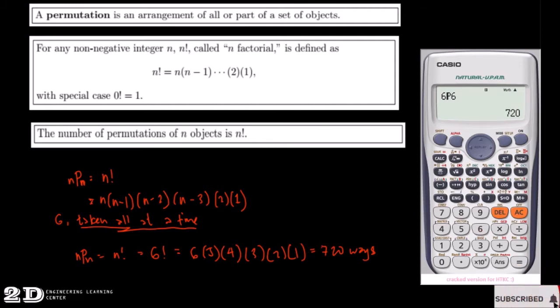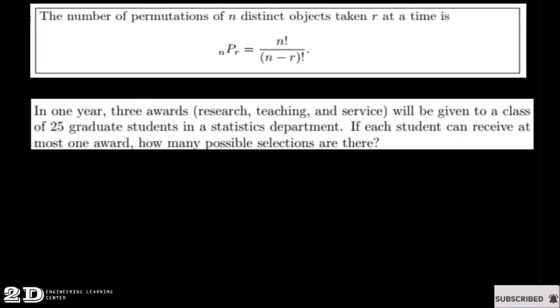Okay, so let's proceed to another topic. We have the number of permutations of n distinct objects taken r at a time. In this condition, you have n distinct objects, n different objects. For example, the seven colors of a rainbow: red, orange, yellow, green, blue, indigo, and violet. So we have seven.